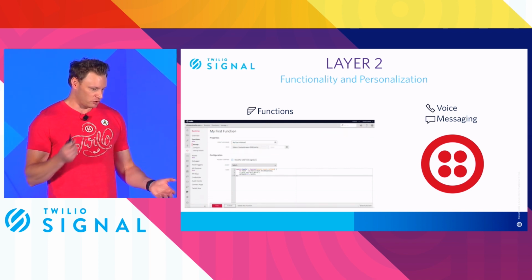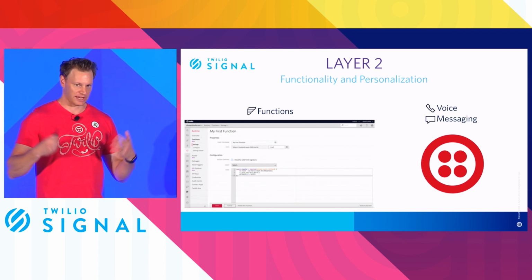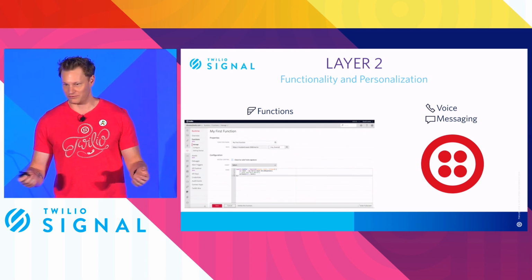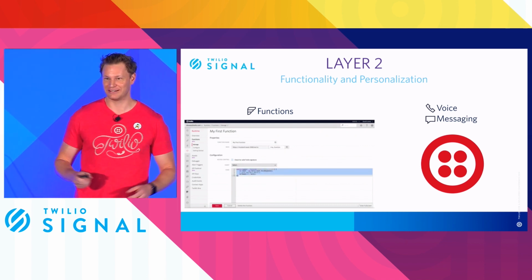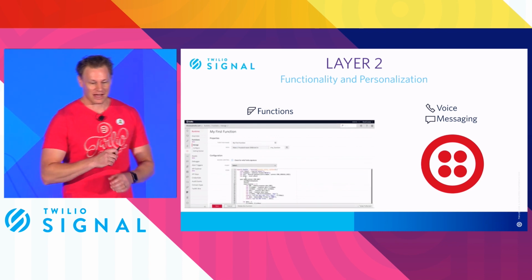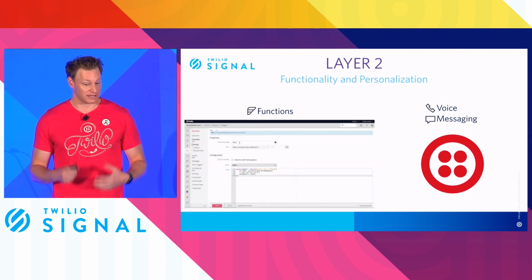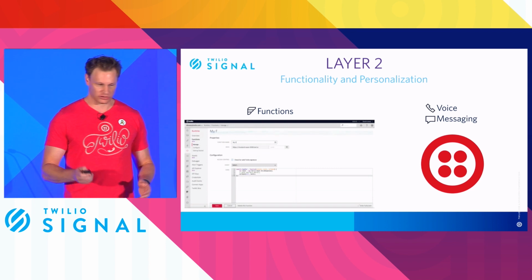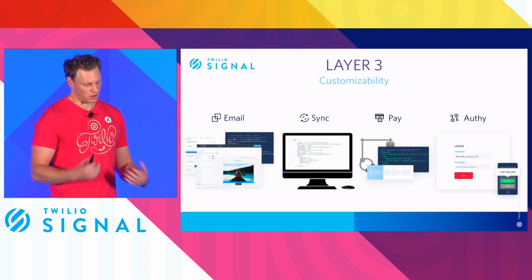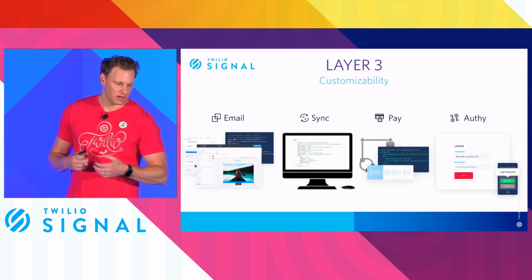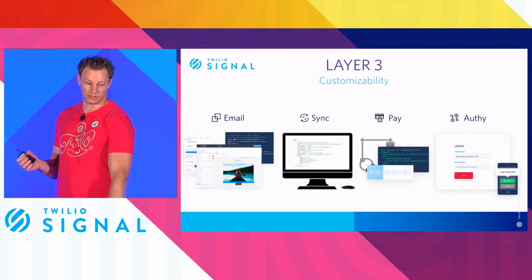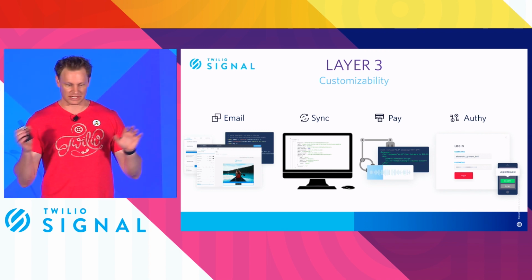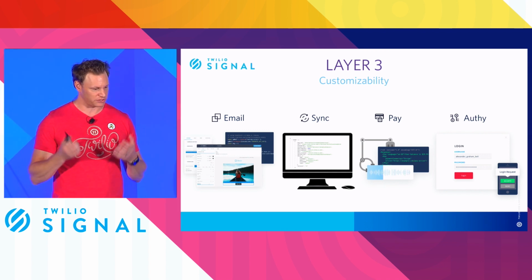I don't need to go into too much detail about voice and messaging. I think everyone here is probably familiar with the fact that Twilio is pretty good at voice and messaging. But it is worth noting that we are concurrently communicating over both of these channels. And lastly, and I'll move quickly here, the third layer gives us customizability. With functions as the gateway, we can perform these specific tasks.